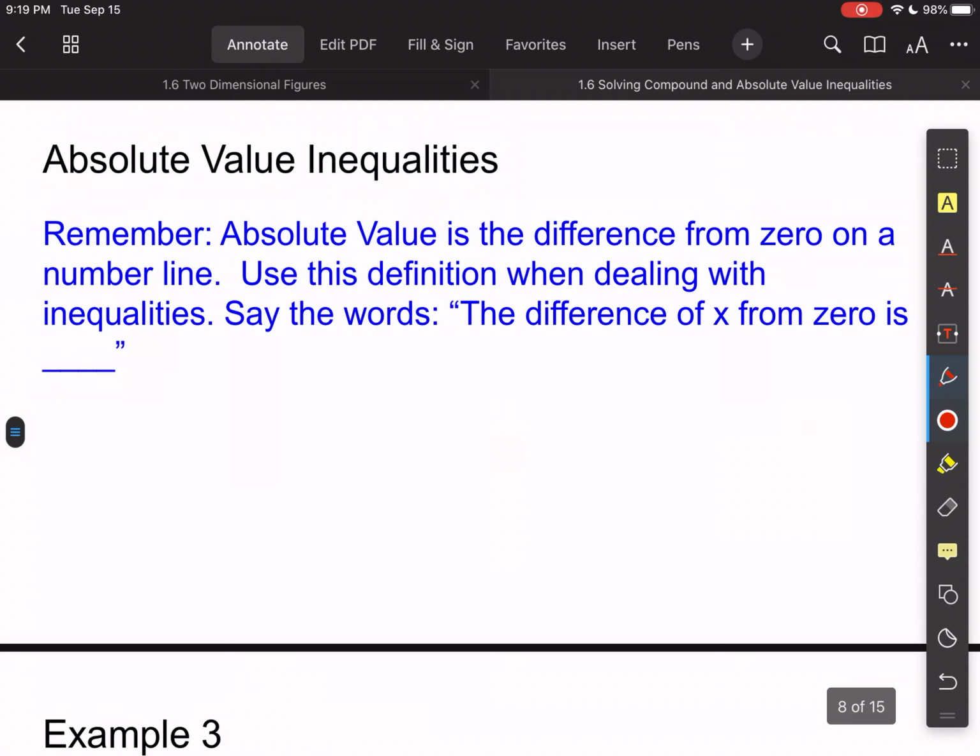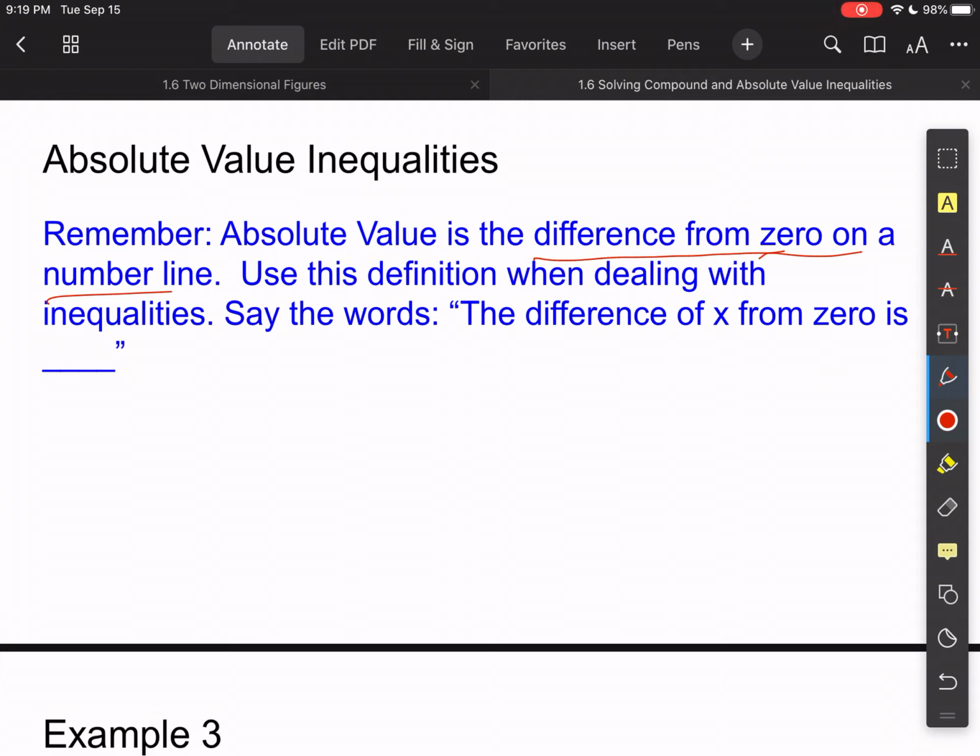Then, absolute value inequalities. Okay, guys, this is where you really got to pay attention. Okay, so absolute value is the difference from 0. That is very important. It is the difference from 0 on a number line. Okay, distance. I don't know why I said difference.